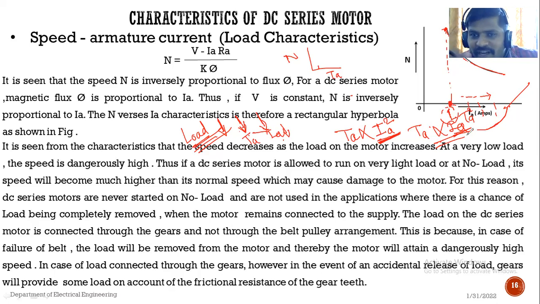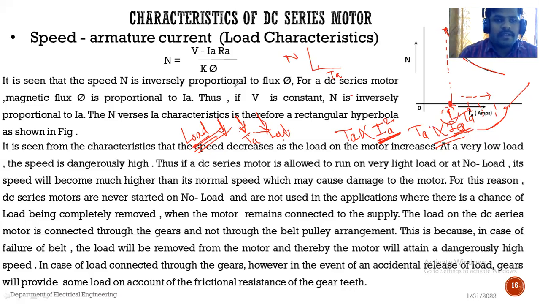So see again here, the DC series motor should never be started without load. Without load means zero armature current, or nearly equal to minimum armature current. At a minimum armature current, the speed of the DC series motor is dangerously high. If the speed is dangerously high, it will damage the commutator segment, or it may be the brush, or it may be the winding. So the DC series motor should never be started without load.